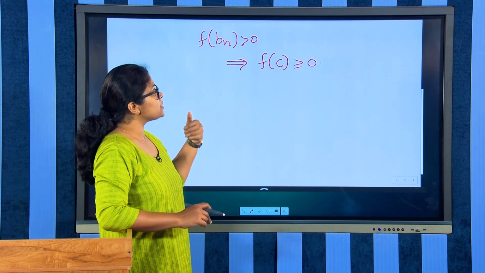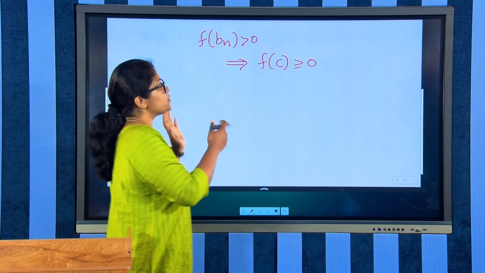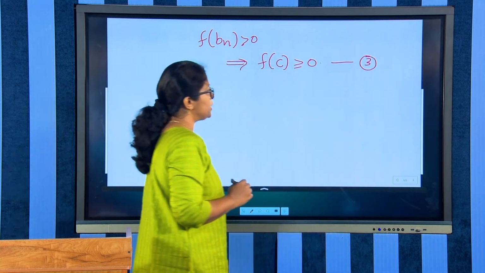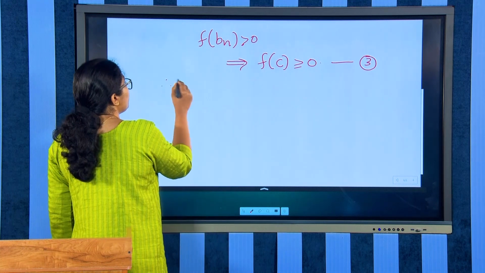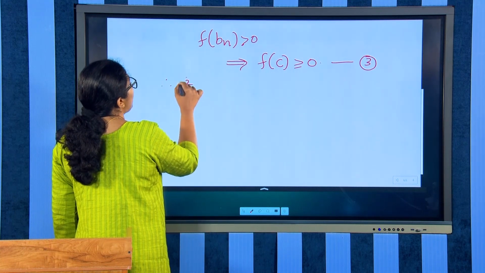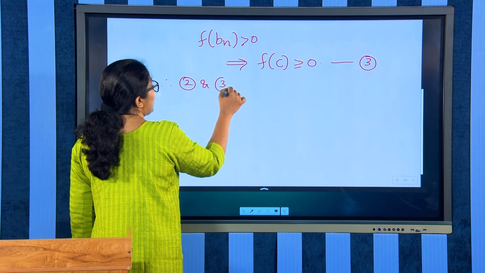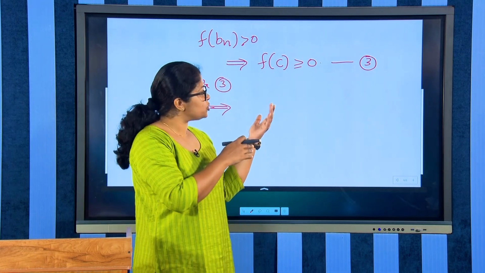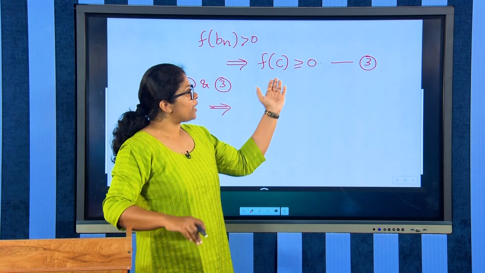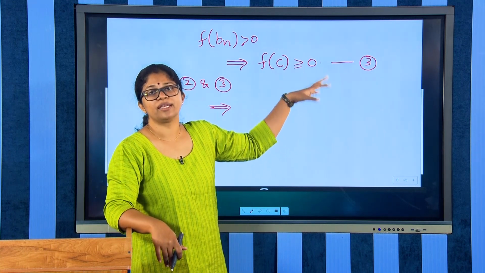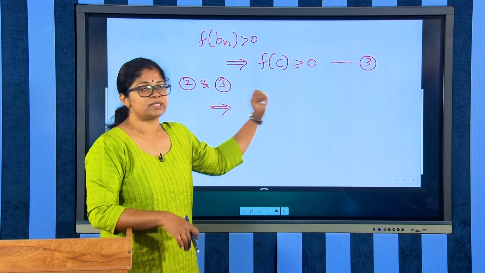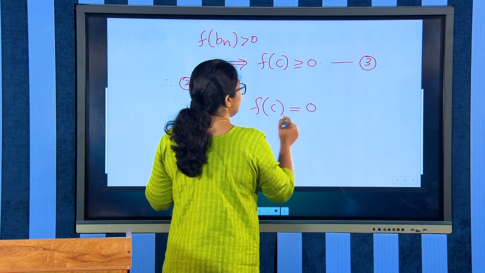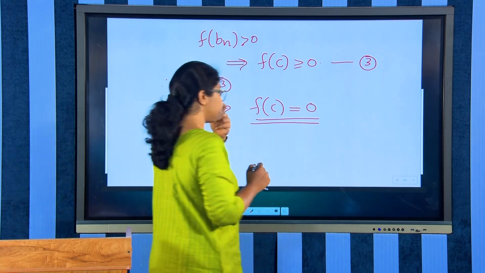And f of An is less than 0 indicates that f of C should be strictly less than or equal to 0. So this can be inequality number 3. Therefore, 2 and 3 indicates that on one side you should have f of C less than or equal to 0, and on the other side you should have f of C greater than or equal to 0. So both holding means this forces f of C to be exactly equal to 0.